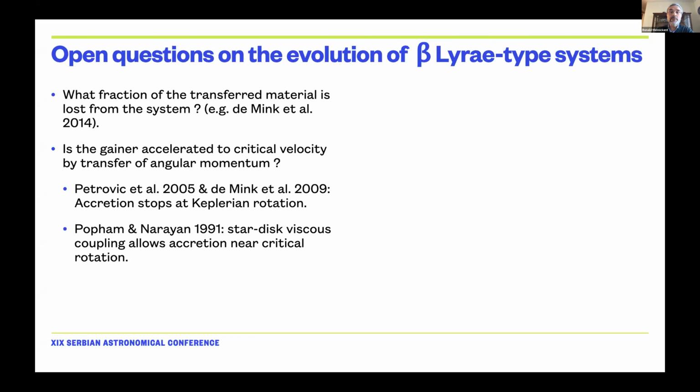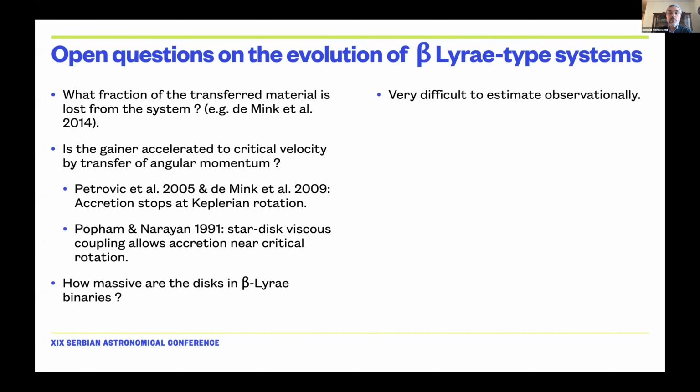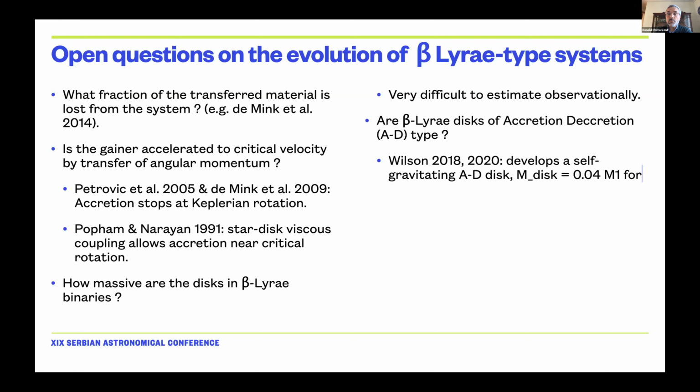So we see that there are different prescriptions for the rotation of the gainer star, and it's not clear what happened. Another open question is how massive are the disks around the gainer in Beta Lyrae type binaries. It is very difficult to estimate from observation the mass of the disk. Another open question is, are Beta Lyrae disks of accretion-decretion type?